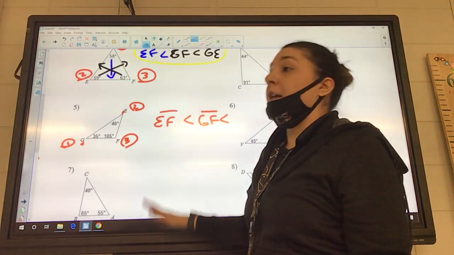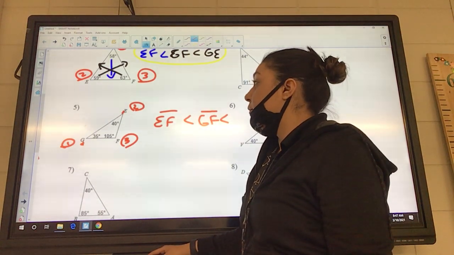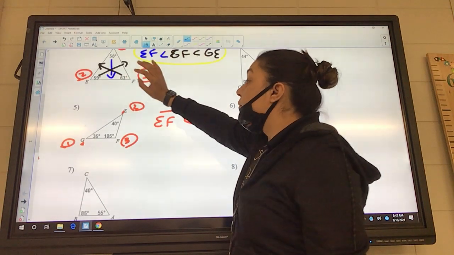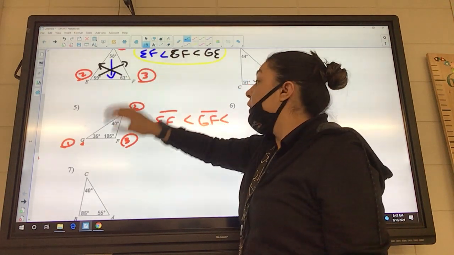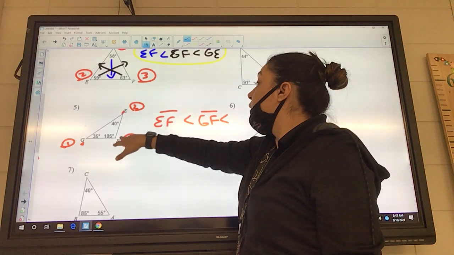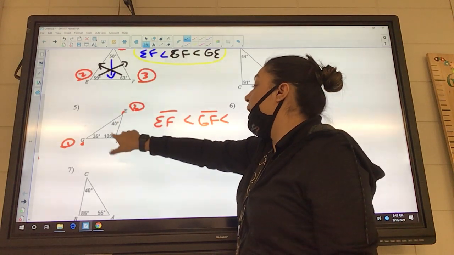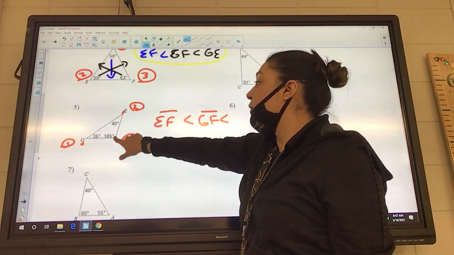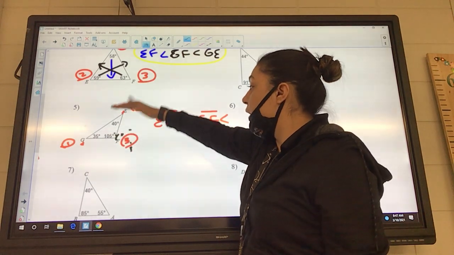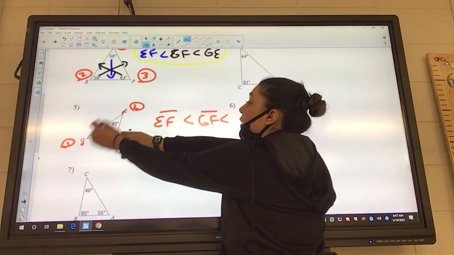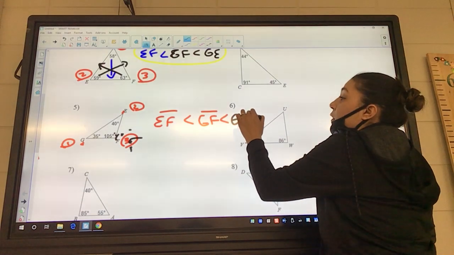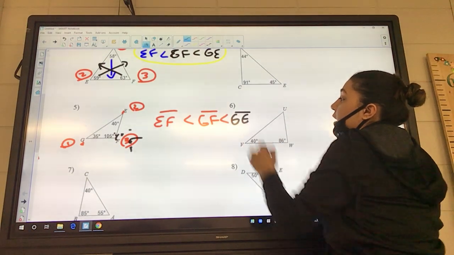What's the biggest segment? Yes, so F is going to be our biggest one. So what have we not used? If we're using F right now, what's left? EG, or GE, it does not matter.